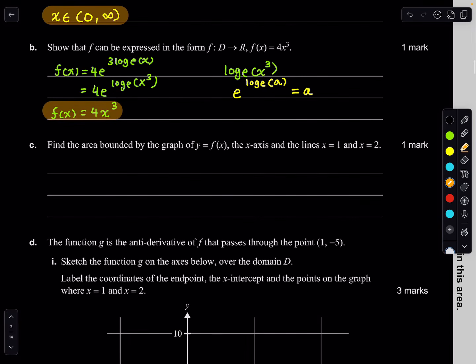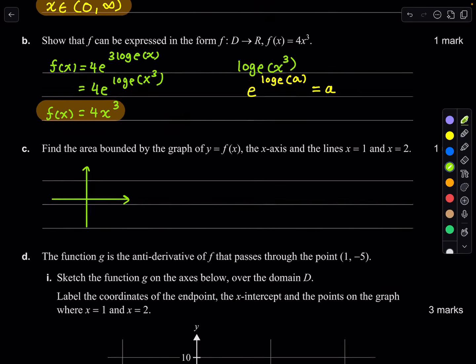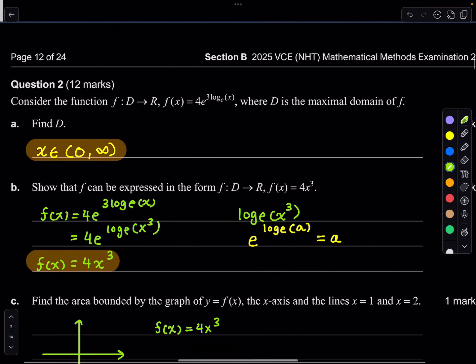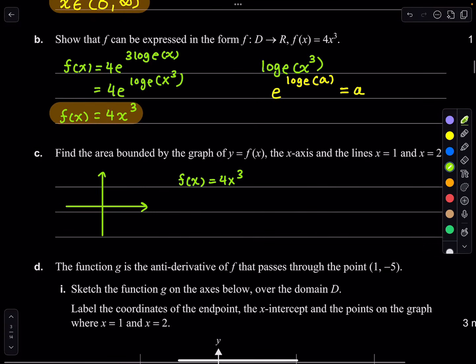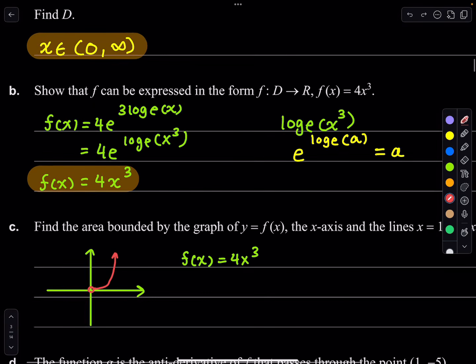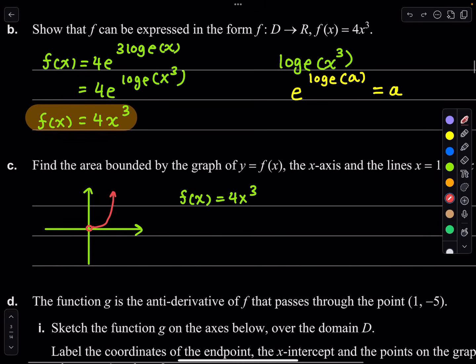Next question. Find the area bounded by the graph of y equals f of x, the x-axis, and the lines x equals 1 and x equals 2. Now, you can easily graph this. This is not too hard. You don't even have to use the CAS here, but of course use the CAS to get the answer, but let's think about it. So f of x is, again, 4x to the power 3, which is a cubic. Now, be careful here. This cubic is restricted to the domain that we've said, 0 to infinity. So you have an open circle here, and like this. Because normally it'll look like this, but we're going from 0 to infinity. Beautiful. So that's what f of x actually looks like.